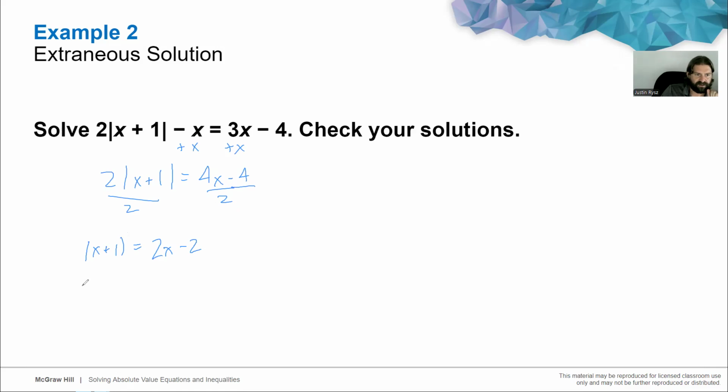All right, so now we need to make our two cases. One is x plus 1 is equal to 2x minus 2. And the other case is the opposite. x plus 1 is equal to a negative 2x plus 2.